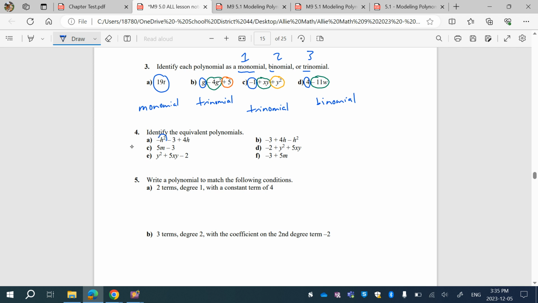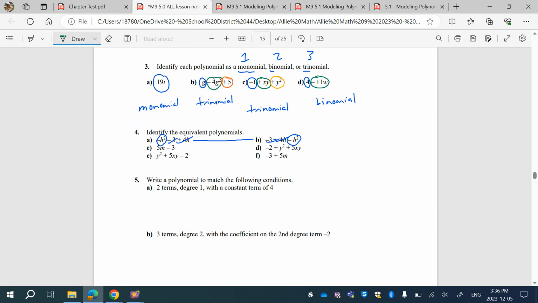We're looking for one on the right that's going to have a -h². This one has a -h². Do any of the other ones? No. So it has to be these two that match. We can confirm, yes, they also have a -3, and they also have the +4h. So those two match.